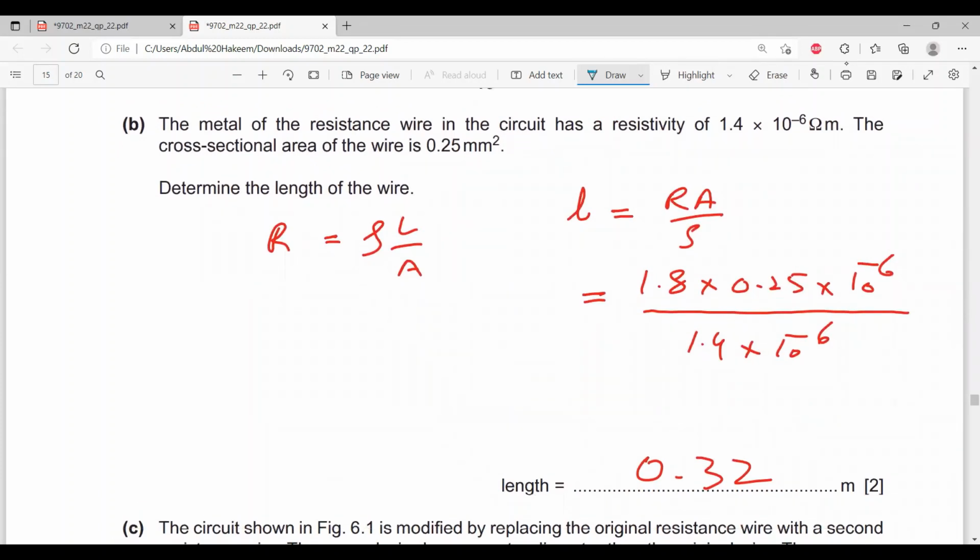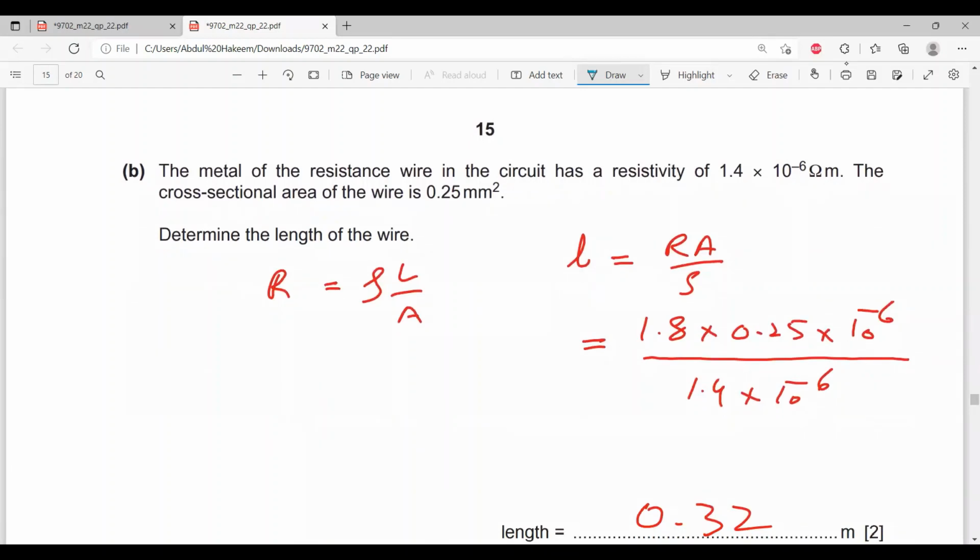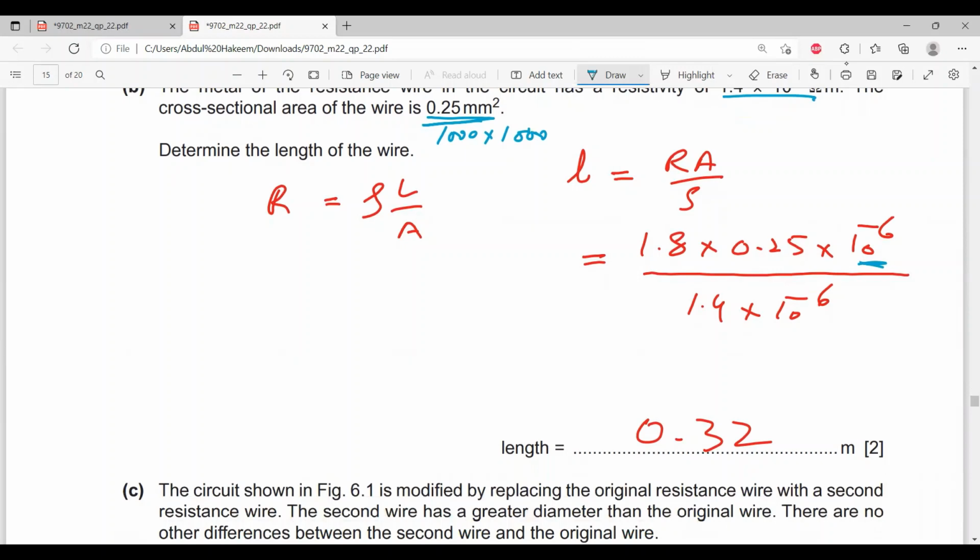The metal of the resistance wire in the circuit has resistivity 1.4 times 10 to the power minus 6. The cross-section area of the wire is 0.25. Determine the length of the wire. R is equal to rho L over A, then L is equal to R A over rho. R, resistance, you have calculated, 1.8. Area, look at this, it's in millimeter square. We have to convert this into meter, so we will divide by 1,000 and 1,000, meaning it becomes 10 to the power minus 6, and divide by this resistivity rho, 1.4 times 10 to the power minus 6. After calculation, you will get this 0.32.